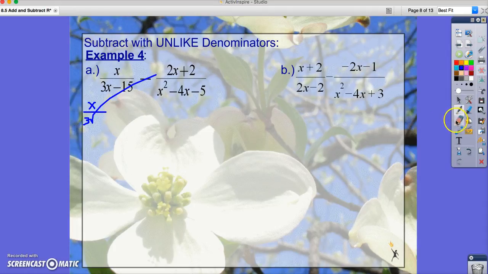Oh, and actually before I do that, let me clear this for a second. Before we rewrite, can't we fix the denominators here? Here we could factor out a 3. So it's x minus 5. And here I could factor this, right? x minus 5, x plus 1. So let's do it first and now talk about the LCM.